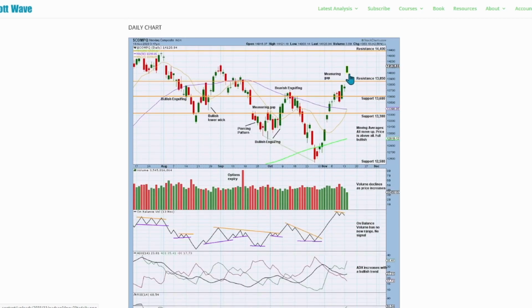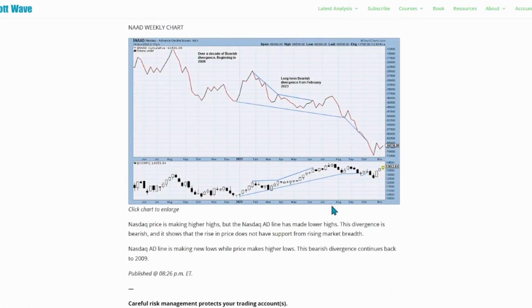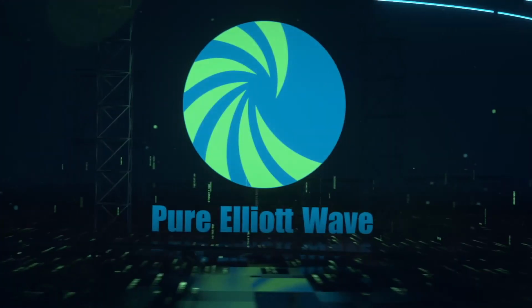Today's candlestick has ended with what is labeled a measuring gap. This gap has a target calculated at 14463.51, which slightly overshoots this point of resistance at 14400. And on the Nasdaq AD line, the AD line continues to make lower lows, while price continues to make higher lows. This continues the long-term bearish divergence dating back to February 2023 and all the way back to 2009.